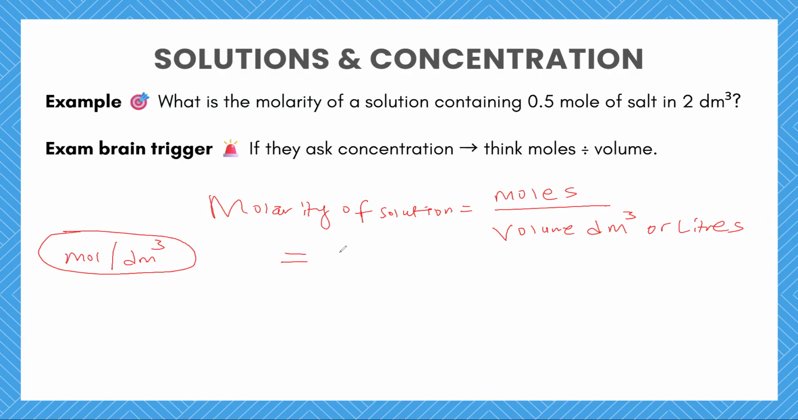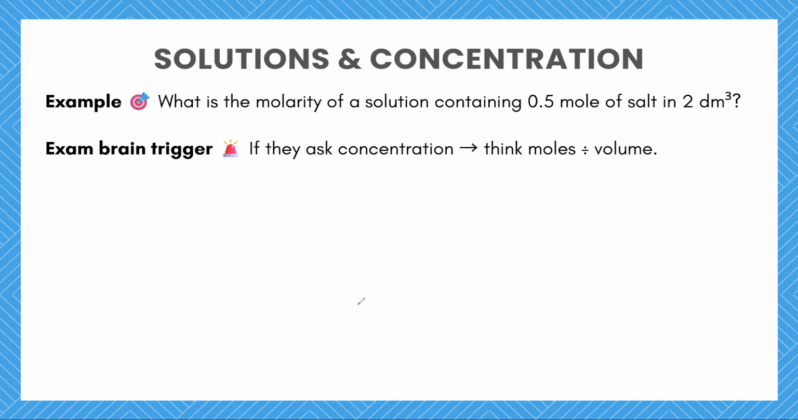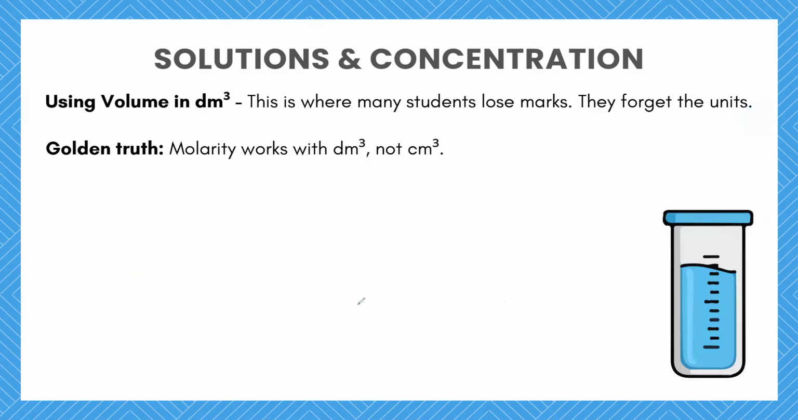The number of moles that we have present is 0.5, so let's write that down: 0.5 divided by the volume. We have 2 dm³. So 0.5 divided by 2 gives us 0.25 moles per dm³. This is the molarity or the concentration of the solution. Did you see how that was carried out? I trust you're enjoying every bit of today's lesson.